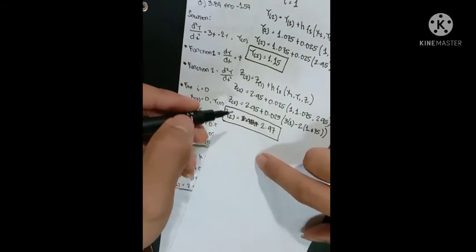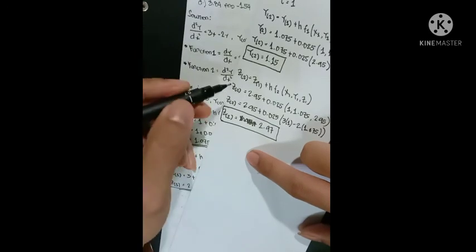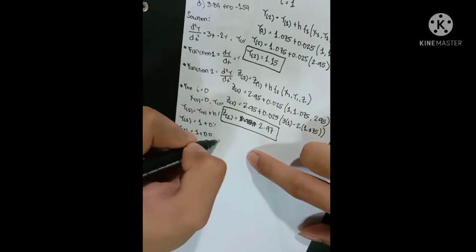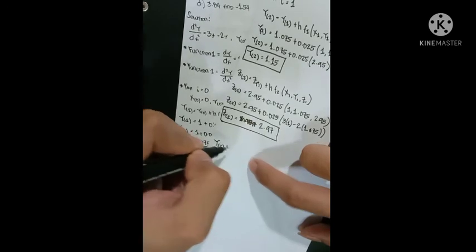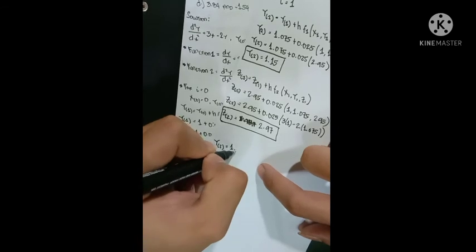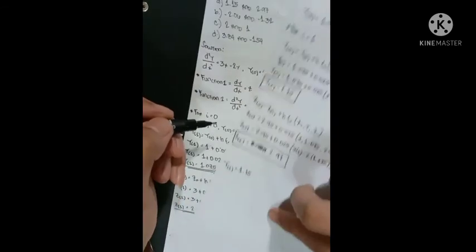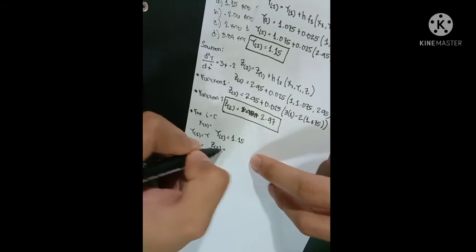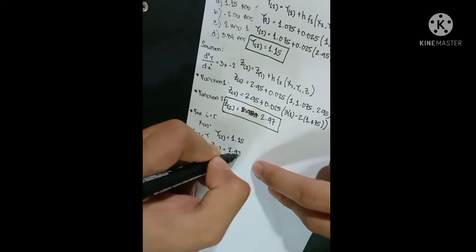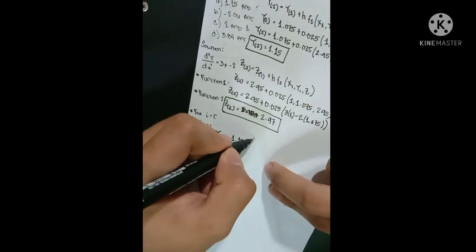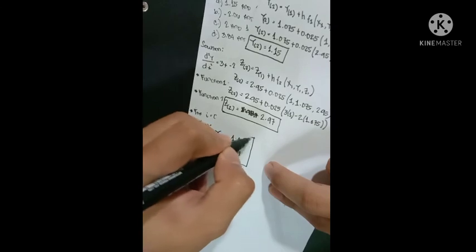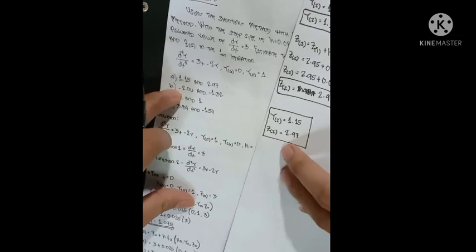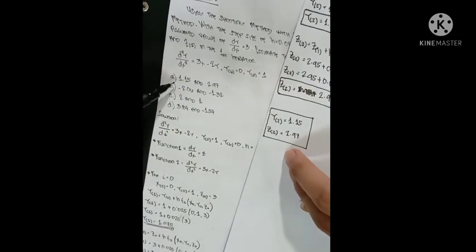So for the value of our y2, it is equal to 1.15, and for the value of our z2, it is equal to 2.97. Therefore, the answer in problem number 3 is letter A.